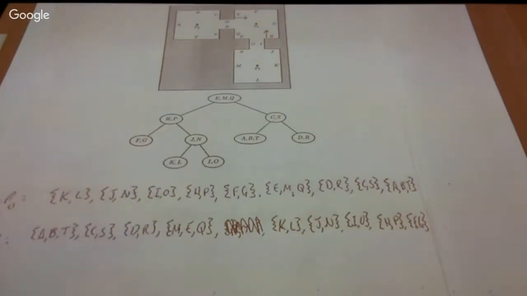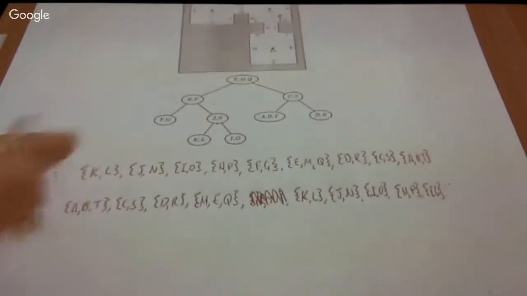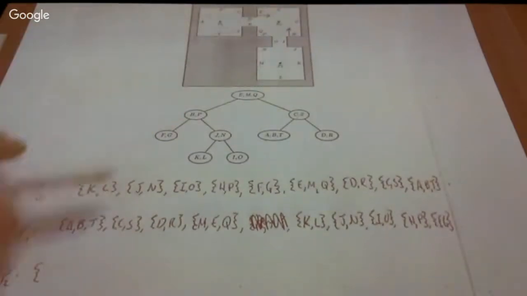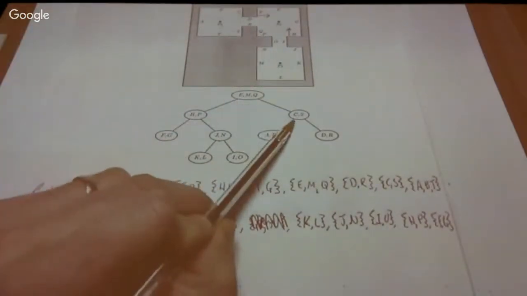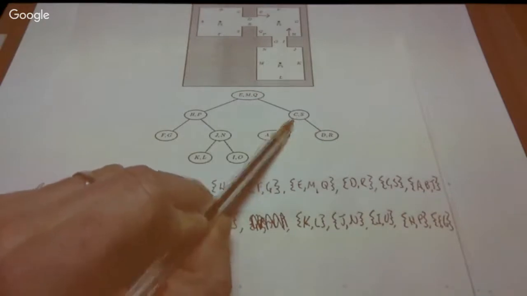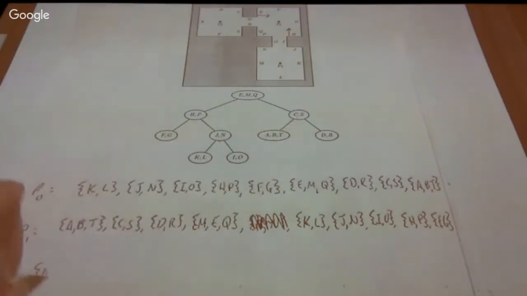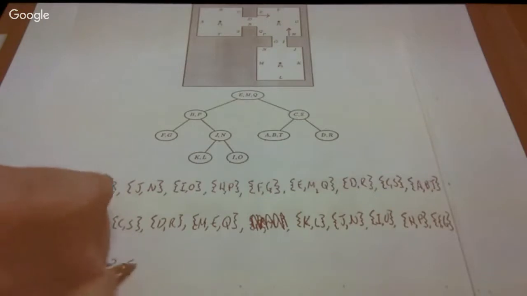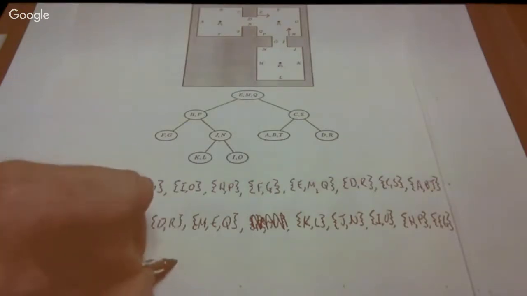Okay, and what if we move to P2? You can do the same thing. So P2 is front facing EMQ so we go back, CS back facing so we go front, so ABT, CS, DR, EMQ.